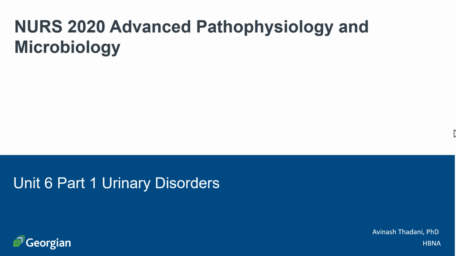Hi everyone, and welcome to Unit 6 of NURS 2020 in Advanced Pathophysiology and Microbiology. Unit 6 is going to focus upon the urinary disorders. That's going to be Part 1. Part 2 will be on the fluid, electrolyte, and acid-base imbalances.